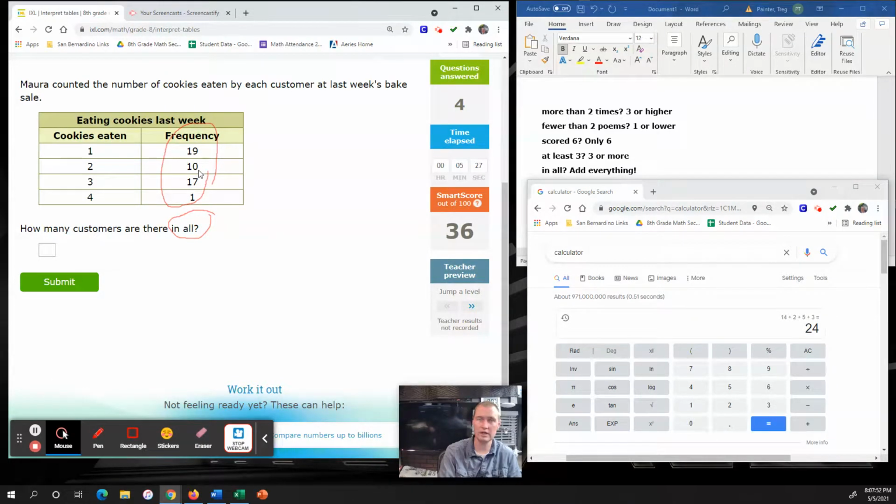So 19 plus 10 is 29. 29 plus 17 is 36. And 1 is 37. Kind of scared. I'm going to check. So 19, I'm saying 37. So 19 plus 10 plus 17 plus 1 is 47.